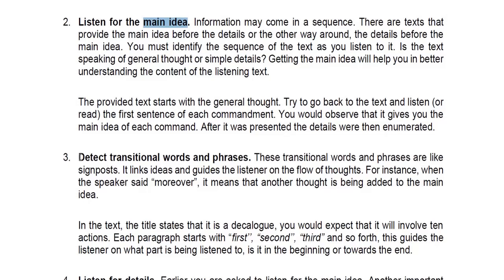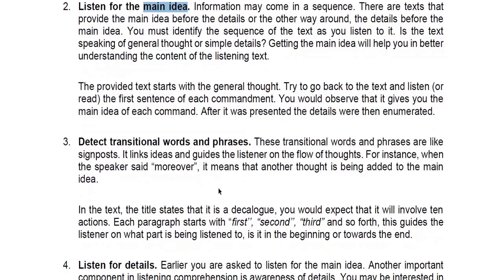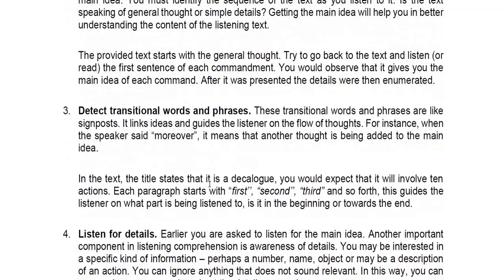Next, number 3, detect transitional words and phrases. Just like moreover, first, second, third. So they are all transitional words and phrases. So what is the purpose of that? Because these transitional words or phrases will guide you on what part is being listened to. So is it in the beginning part or in the middle or at the end?